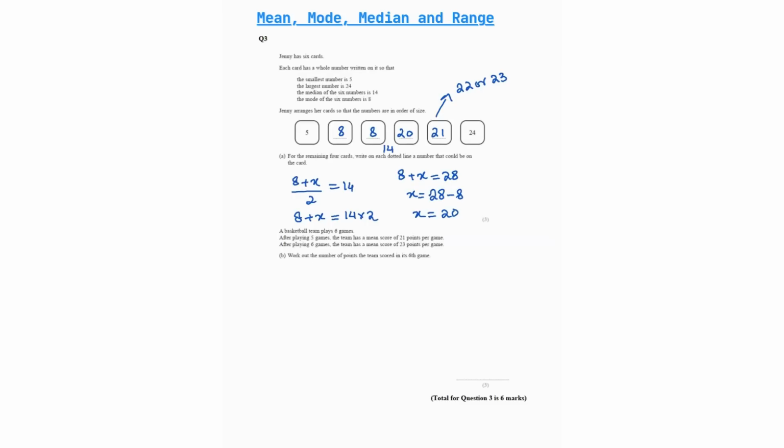Then it says a baseball team plays 6 games. After playing 5 games, the team has a mean score of 21 points per game. After playing 6 games, the team has a mean score of 23 points per game. Work out the number of points the team scored in the 6th game.